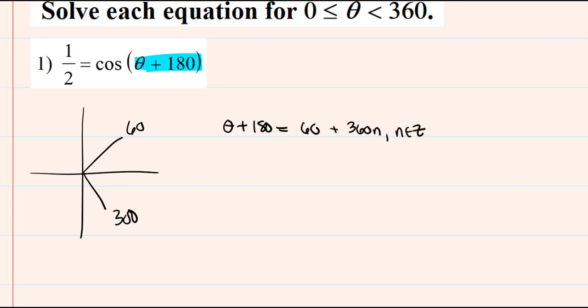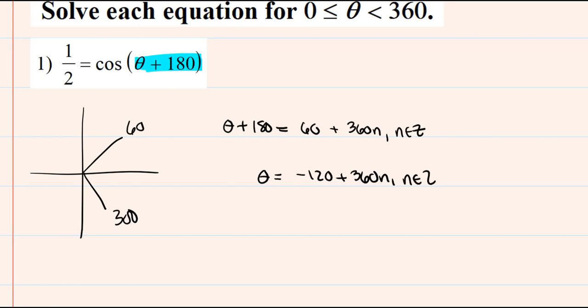Now, why do we add 360, you ask? Well, I'm glad you did, because we're here at 60 degrees. If we wanted to go all the way around to find another coterminal angle, we'd have to add 360. All right, so that's why you add 360n, because we might rotate around more than once. So first step, subtract 180 degrees. So that will give us theta is going to be negative 120 plus 360n.